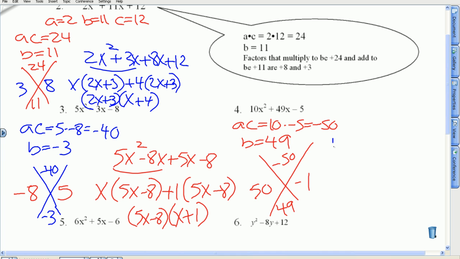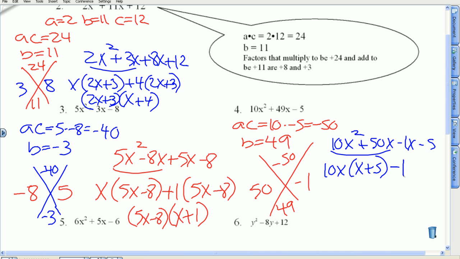So 10x squared plus 50x minus 1x minus 5. So for my first two terms, I'm going to take out 10x. I'm going to be left with x plus 5. My last two terms, all I need to do is change the sign. So I'm going to factor out negative 1, which will leave me with an x plus 5. So my final answer, 10x minus 1 times x plus 5.